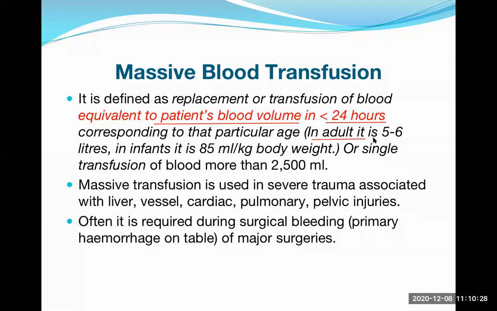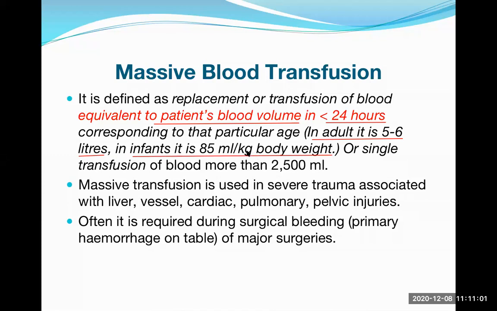Okay, now see here. In an adult, we say 5 to 6 liters of blood is present inside that individual. It's an average, okay? But some patients are very thinly built, and some are quite overweight or obese. So according to body weight, the blood volume differs. And according to age also, the blood volume differs. So see there, in an infant, it is 85 ml per kg of body weight. This is the amount of blood.